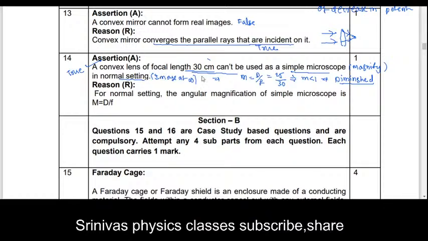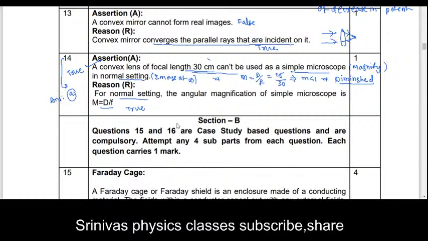Here also the statement says that we should not use the 30 centimeter. That means it is true. And for normal adjustment, the angular magnification formula is this one. It is also true. That means it is the correct explanation of A. From this only I explained this one. That's why the answer to this 14th question is A. Answer is A option.